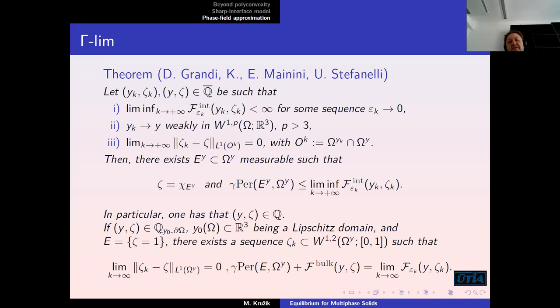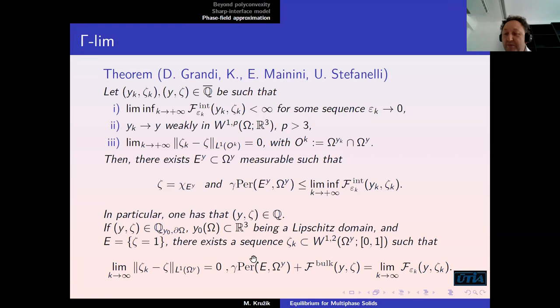And for the limsup inequality, we are able to construct it only in case we know that the deformed configuration is Lipschitz. So in particular, it means that we, for example, prescribe the boundary datum on the whole boundary, and then we say, okay, this somehow ensures that your image is Lipschitz. And in this case, we also have the limsup inequality.